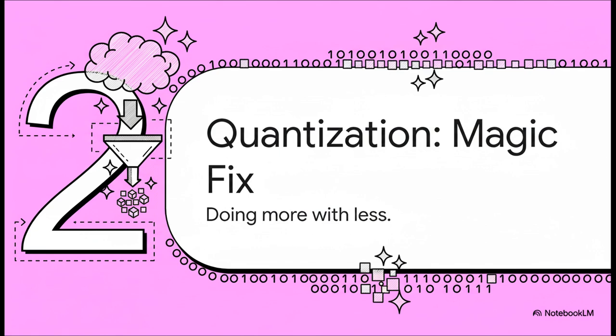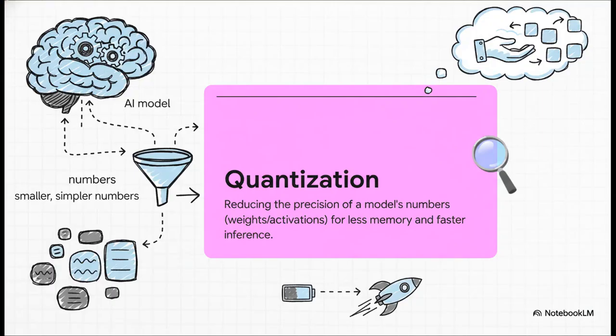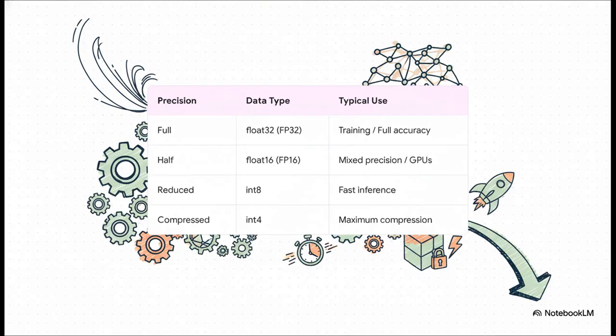Well, the single biggest, most impactful technique out there is called quantization. And it's all about a simple idea: doing way more with way less. It sounds super technical, but at its heart, quantization is surprisingly simple. An AI model is basically just a giant collection of numbers, right? We call them weights, and they're what hold all its knowledge. Quantization is just the process of taking those super precise numbers and rounding them to make them simpler and smaller.